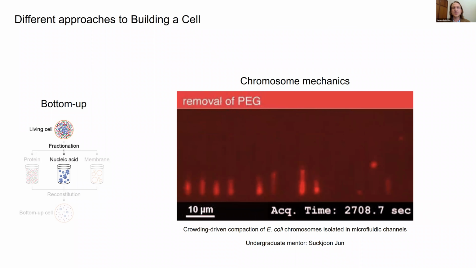So this helps us gain physical intuition for how the chromosome might behave inside the cell and the forces that are relevant to the chromosome.